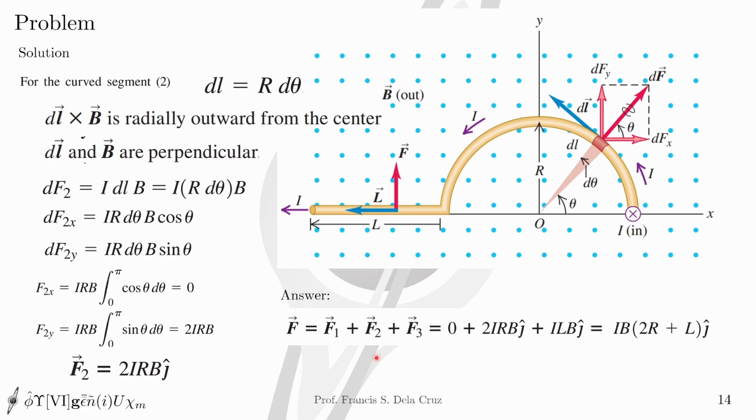That's why you have the J hat. And the answer, the total force would be IB times 2R plus L, quantity J. Okay. So remember that in this kind of problem, you can separate the segments to solve for the forces, and it will make your calculation easier. And then you just add all of them because this is just a force. You're just looking for the amount of force applied to the entire segment.